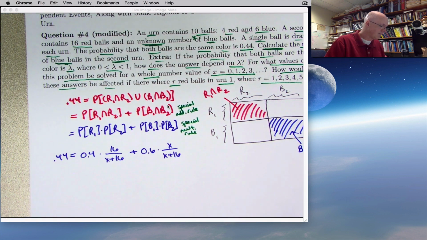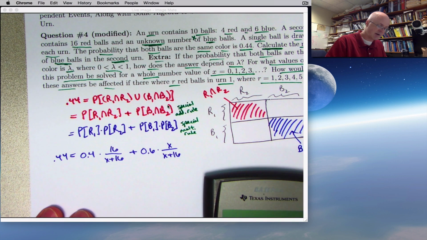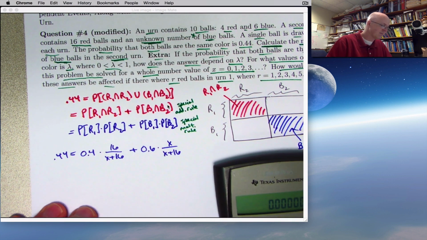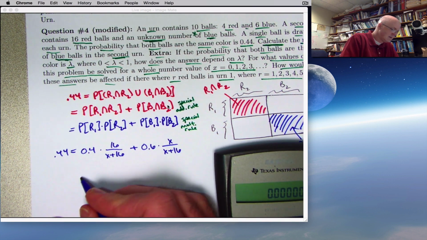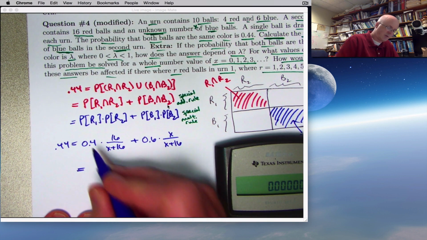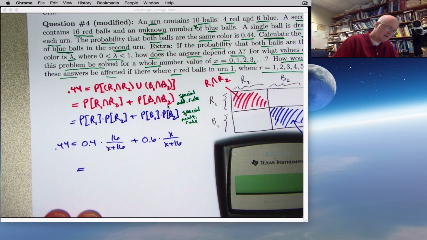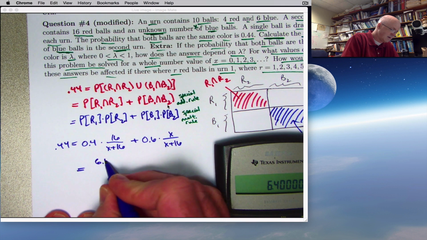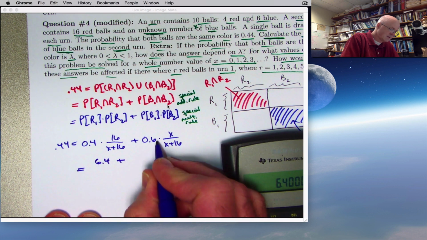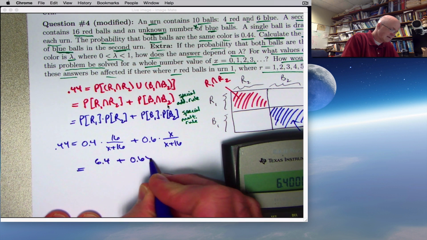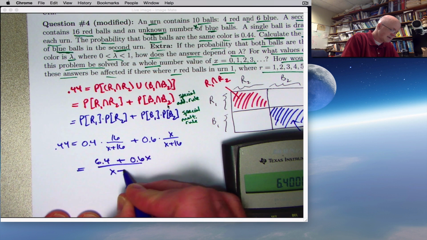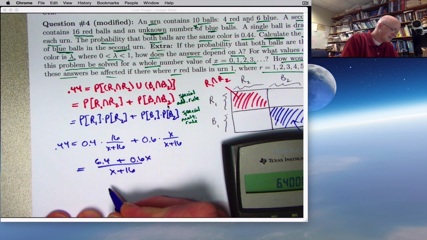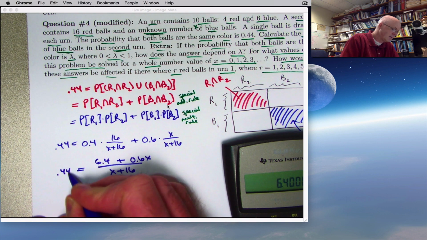It's not too hard. We need to just, first of all, maybe add these fractions. They already have a common denominator, so I can write them as one fraction. 0.4 times 16 is 6.4, and then I have 0.6 times x, divided by x plus 16, equals 0.44.